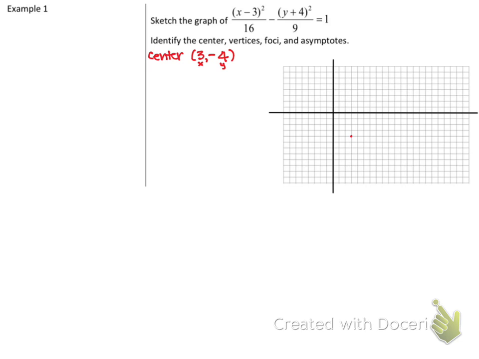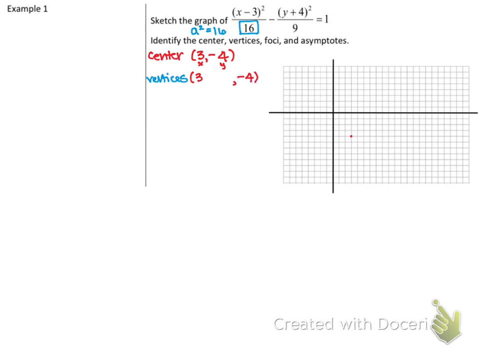I'm going to go ahead and take a look back at the equation. I know that the x comes first, so I'm opening in the x direction, so I'm going right and left to get to the vertices. I also know that I am going to use the number in the denominator of that. Well, a squared is always first. So I know that a squared is equal to 16, which means to find my vertices, I'm going to start at my center.